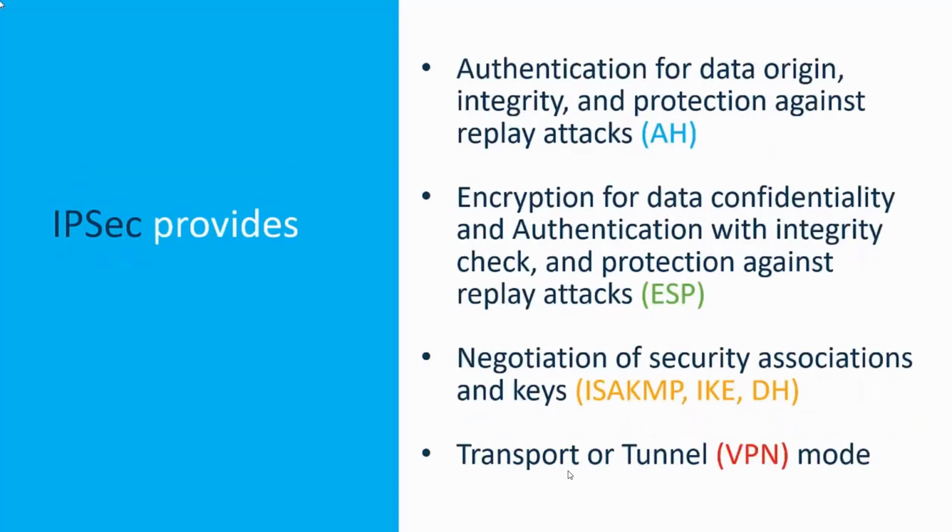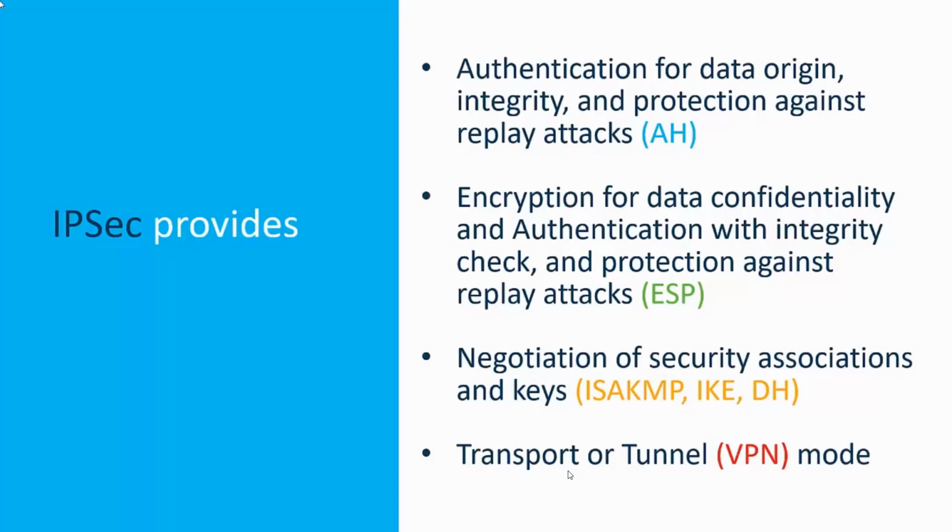IPsec provides us with some basic things that are needed in security. One, authentication for data origin, being able to authenticate that your data came from where you think it came from, integrity, that it wasn't changed en route, and protection against replay attacks if the data was intercepted, like in a man-in-the-middle attack. AH, or Authentication Header, can provide those things through IPsec.